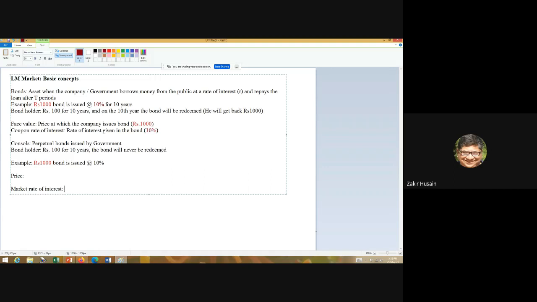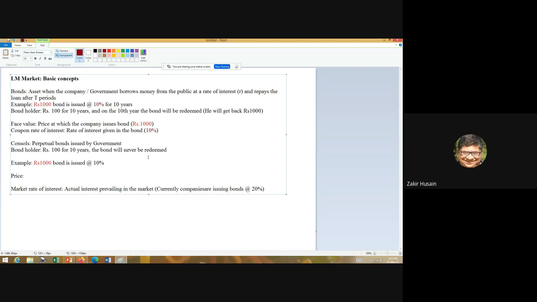Okay, let's look at this. Now, suppose this 10% is the bond rate, what is called the coupon rate of interest. Now, suppose the market rate becomes the actual interest rate prevailing in the market. That means suppose people are issuing bonds now, what is the rate at which they are issuing the bonds? Let us suppose that they are issuing the bonds at 20%.